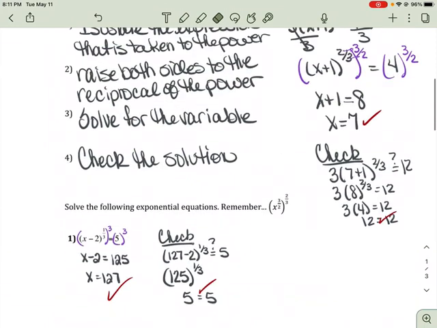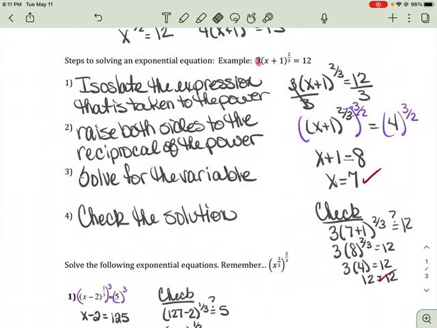Keep in mind, what are we doing? We're going to isolate the expression or the variable that's being taken to the fractional exponent. We're going to take the reciprocal of the fraction. That's the power that we're going to take to both sides of the equal sign. We're going to solve, and then we're going to check our solution to make sure we're right.